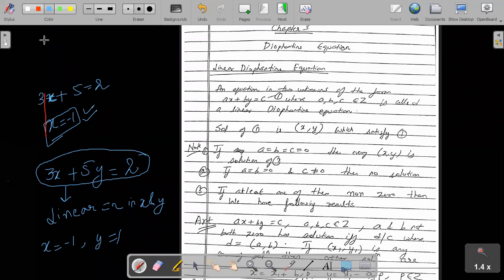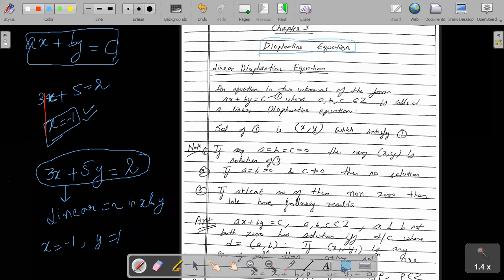So to begin with, any equation of the form ax plus by is equal to c is known as a linear Diophantine equation. This is the type of equation we'll be dealing with in this chapter. If you see the name of the chapter, this is chapter 3, and the name of the chapter is Diophantine equations. So you see, linear Diophantine equation. Why is it linear? Because the degree of both x and y is 1.